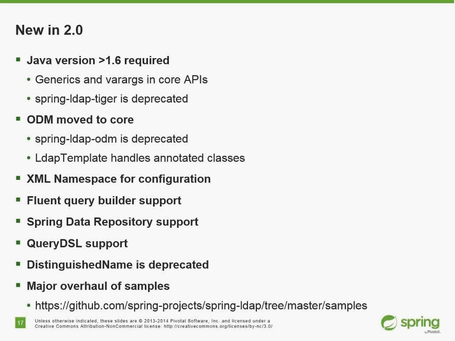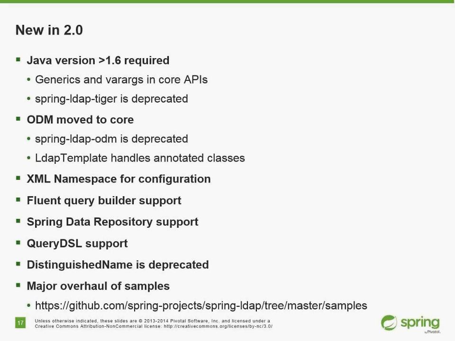So you need to make sure that you're running 1.6 if you want to upgrade to version 2.0 of Spring LDAP. Another major thing that we did was that we moved the object directory mapping feature to the core module, which means that Spring LDAP ODM, the old module for that, is now deprecated. It's still in there, but as with Spring LDAP Tiger, those are both deprecated, and if you're using them, you're encouraged to use the new APIs instead. Just migrate to the new APIs, is the general advice. LdapTemplate now recognizes and handles ODM annotated classes. We'll look more closely at that later on.